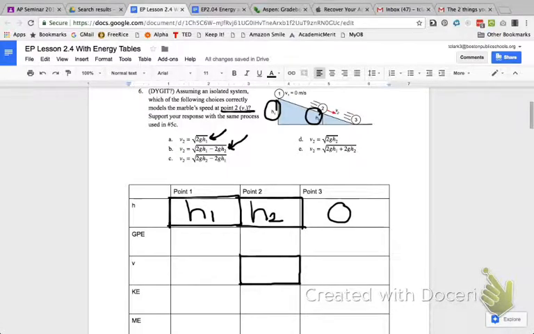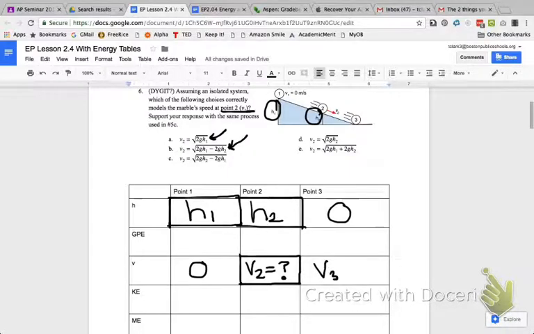And then we're also given that velocity at point 1 is 0. And then at point 2, our velocity is v2, although we're not actually sure what that is. It's an unknown. And at point 3, our velocity is v3.